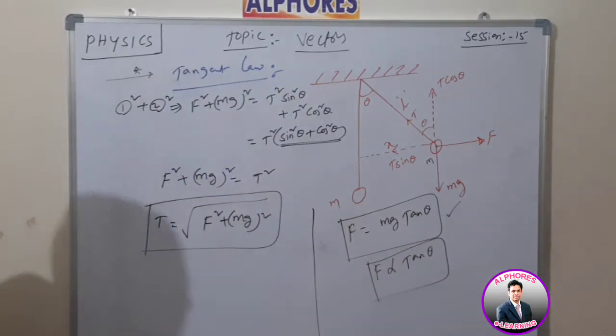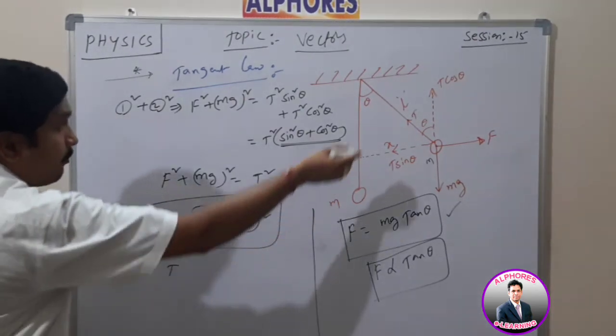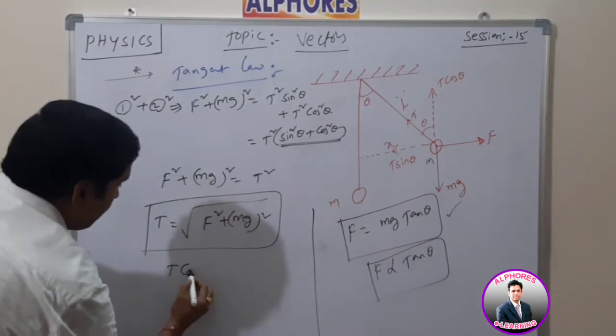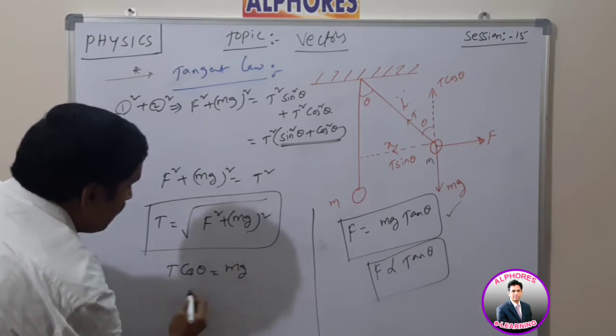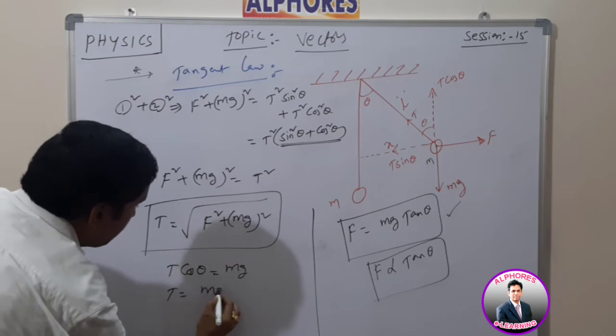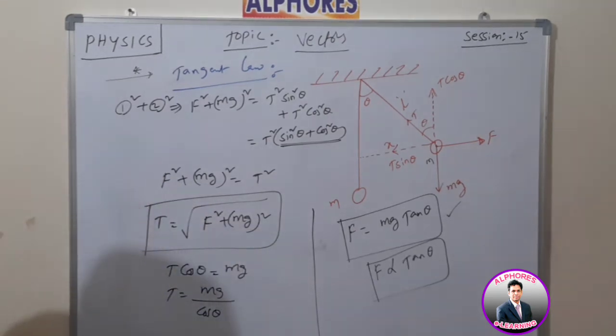Now, what is the tension in terms of components of weight? Here, what about this vertical equilibrium? T cos theta is equal to, as per the second equation, T cos theta is equal to mg, the weight of the particle. That means T is equal to how much? Mg by cos theta. T is equal to mg by cos theta.